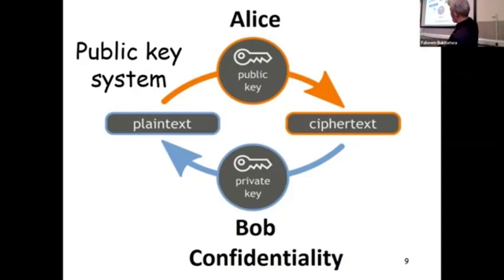Right, so if you want to send a confidential message, use the public key of the receiver, send them the message, and the receiver can use their private key to decrypt the message.